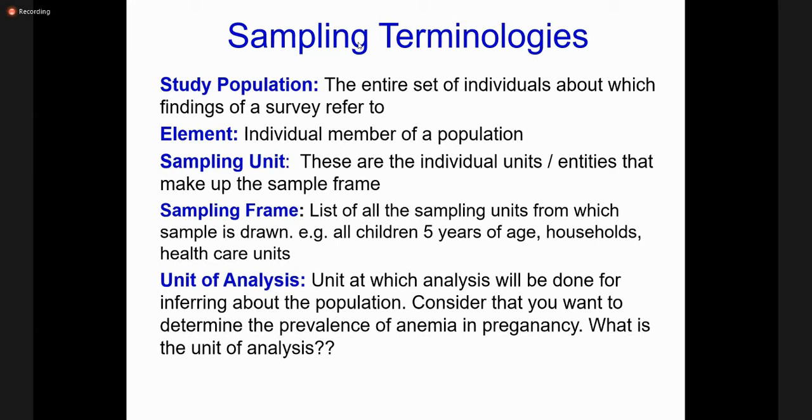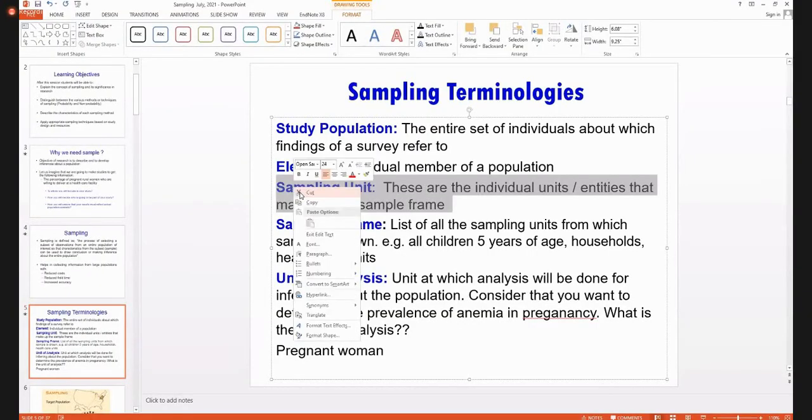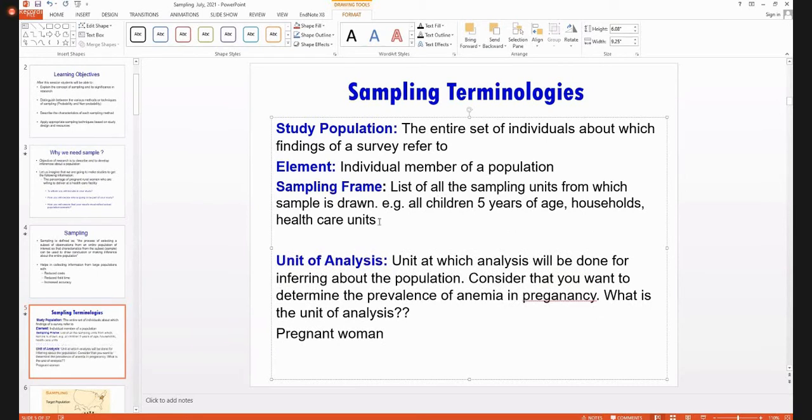So, the list of all sampling units. Suppose I am conducting a survey of awareness about COVID-19 transmission or spread among school-age children. The list of all the children of school-going age who are living in Karachi will make my sampling frame, because I am conducting this survey in Karachi. So all the children of school-going age who are living in Karachi make up my sampling frame.